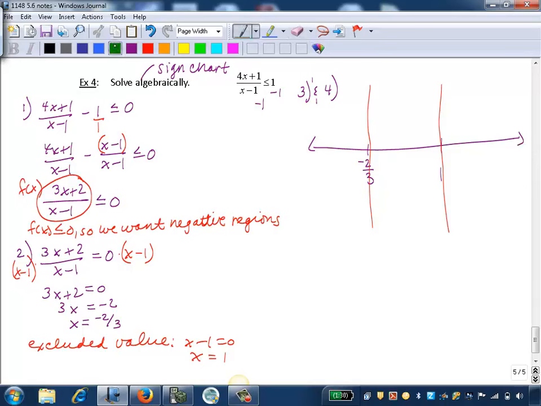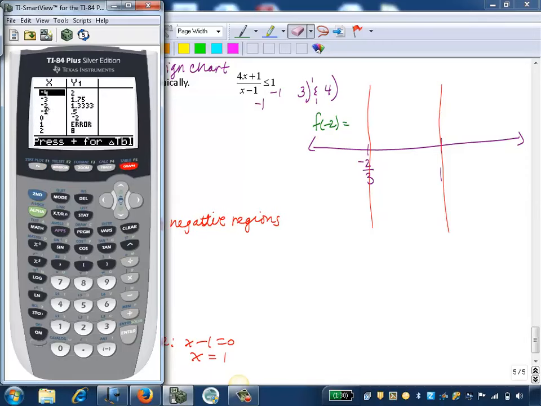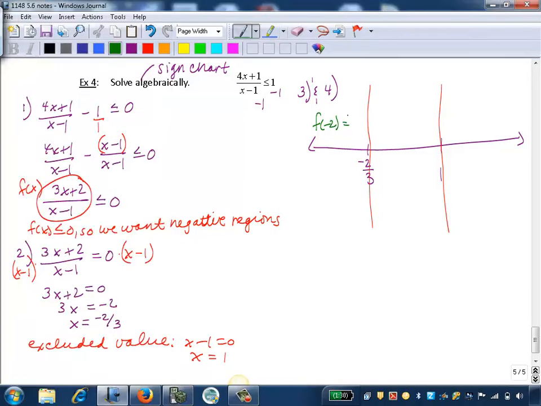So I'm first going to test a point in the region negative infinity to -2/3. So I'm going to pick -2. So I want to find f(-2). Again, we could plug this into the function, or we can go to our calculator and use the table. So here's our function, (3x + 2)/(x - 1), and I can go to the table, and here's our x value of -2, and our y value is 1.3 repeating, so we can just round that to 1.3. But all that matters is that that 1.3 is a positive number. So this region is going to give us positive values.